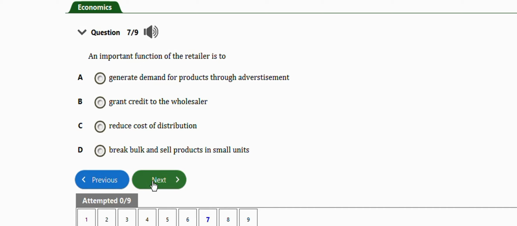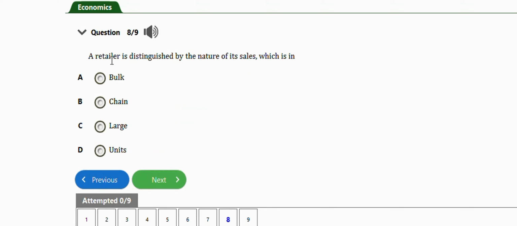Alright, the next question is this one. It says, a retailer is distinguished by the nature of its sales, which is in bulk, chain, large units. So the right answer is option D, guys. Take note of this question, which is what? In units, option D.